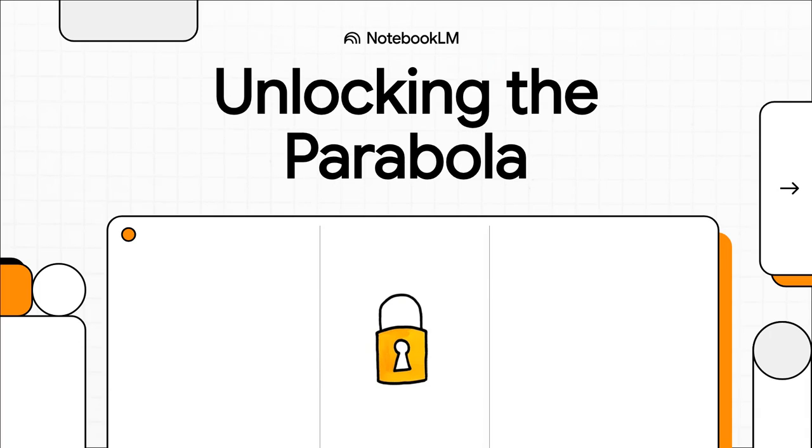You know that perfect arc a ball makes when you throw it? Or the shape of a satellite dish? Well, that beautiful curve is called a parabola. And today, we're going to unlock its secrets using something called a quadratic function.